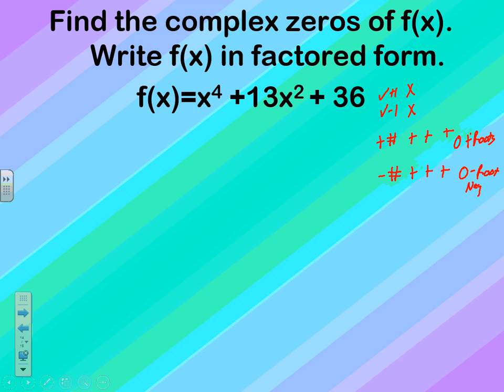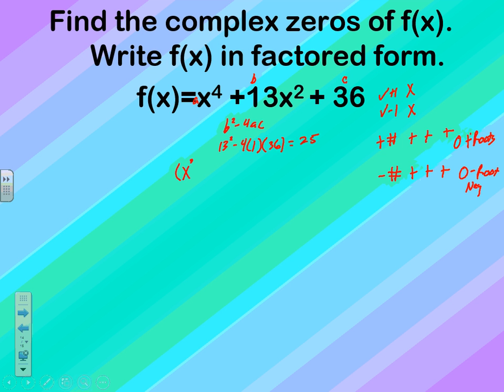Well, this problem is written in such a way that we can treat it almost like a quadratic. I know it's not a quadratic, but we can treat it kind of like it is. Let's look at the discriminant of what this would be. If this is A, this is B, and this is C, what would that give me? B squared minus 4AC is 13 squared minus 4 times 1 times 36, and that gives me 25. That tells me that even though it's a 4th degree polynomial, we can factor it kind of like we would a normal quadratic. So let's go ahead and do that.